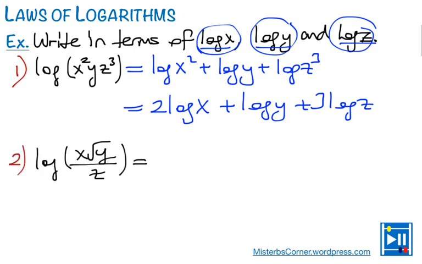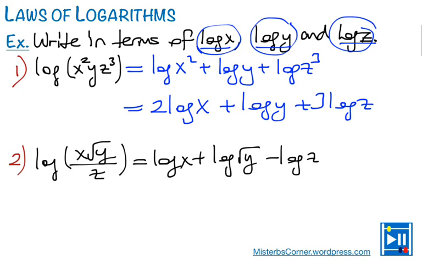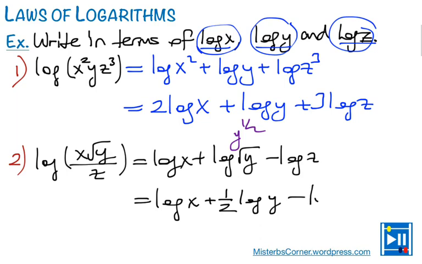Another example. So log of x times root y over z, basically this is going to be log x plus log root y minus log z. Now the problem is with the square root of y here. We know that the square root means 1/2 as a power, so that's going to be equal to log x plus 1/2 times log y, because here we said root y is y to the 1/2. And 1/2 comes in the front, and we go on with log z as subtraction because it's division over there.